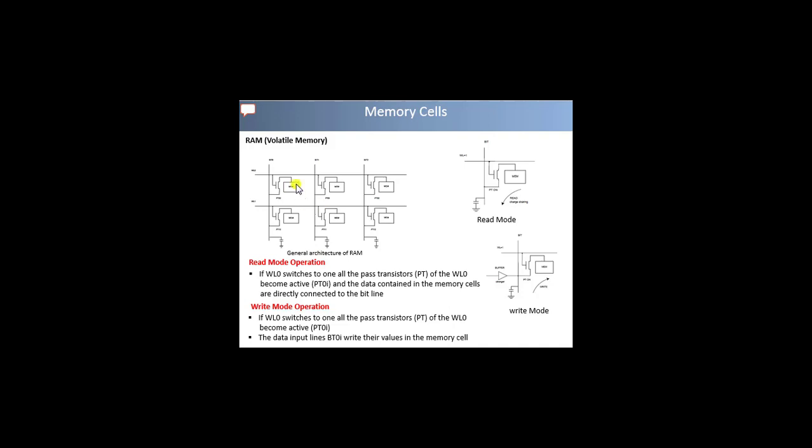So here we have a number of memory cells which are organized in rows and columns. The word line selects all the memory cells which are present in a row, whereas the bit line addresses a particular cell within each row.